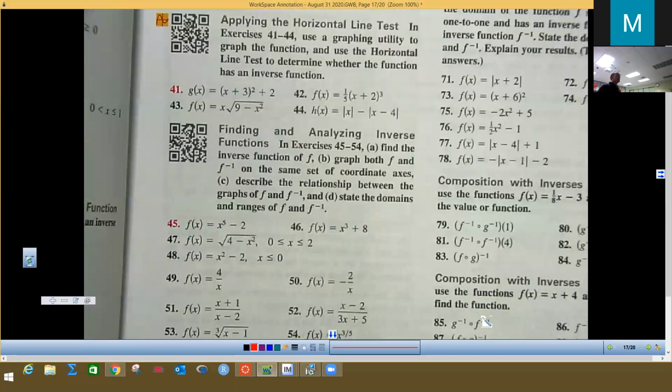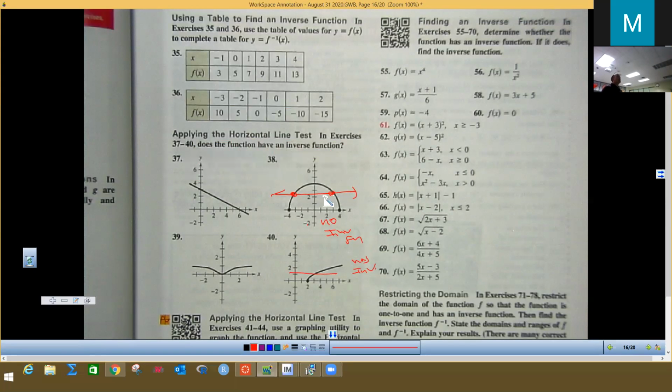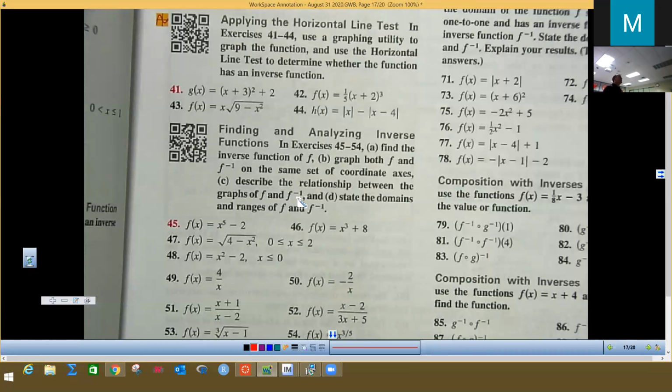The problem at the bottom, going on. It says here, applying the horizontal line test. Now you're supposed to use a graphing utility. So you're going to type this equation into your y sub 1 equals and graph it. And you're going to do the same with this one. Then you're going to look at it like this, with the horizontal line test, to tell whether or not it has an inverse. Now these down here at the bottom, you got 45, 47, 49, 51, and 53.